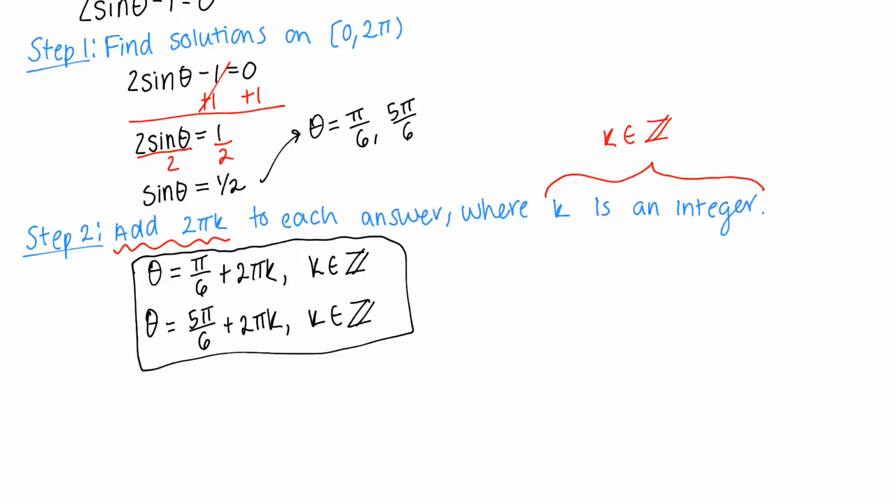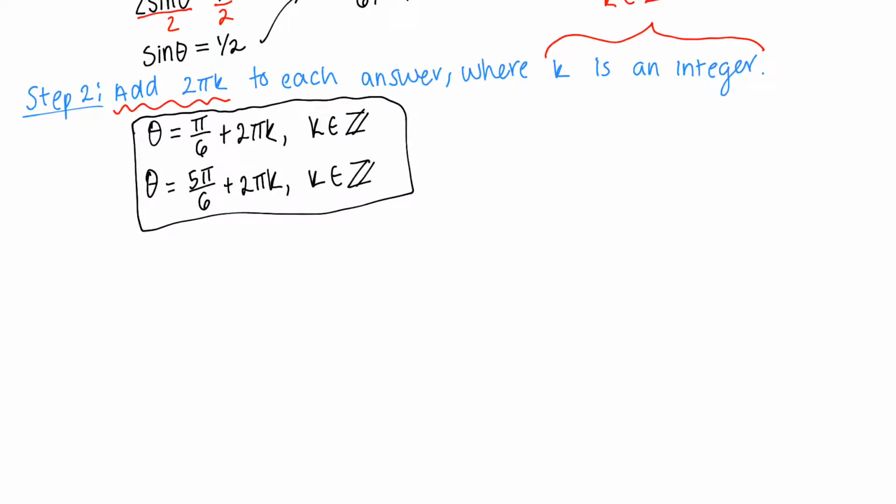So for sine and cosine, as long as there's just a theta on the inside, if there's a 2 theta or a 3 theta on the inside, we'll talk more about those. If it's just a theta on the inside, for sine and cosine, you're going to find 2 answers and add 2 pi k to each of them. For tangent, you find 1 answer and add pi k to it, because tangent's period is pi. So why don't I write that down real quick?